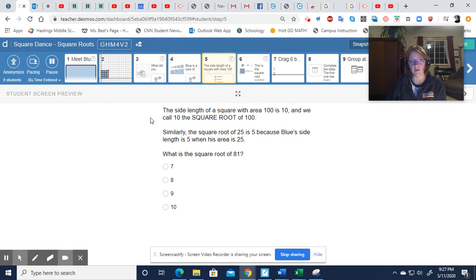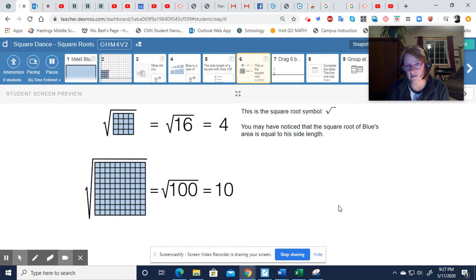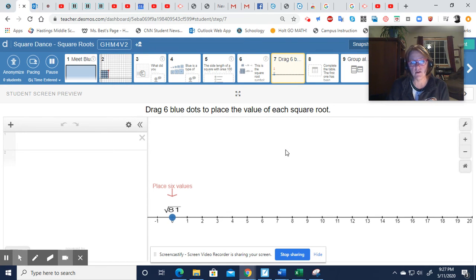Okay, now we're going to start introducing you to this word called the root, the square root. And it has a special symbol that looks like this. And if you can envision, it's the area of a square, and you're trying to find what the dimensions of the sides are. 7 might be a little confusing. It's going to say drag 6 blue dots. That means once I start moving this guy to where the correct number value is for the square root of 81, there's going to be another one there to keep going. All right, and you'll check your answers there.